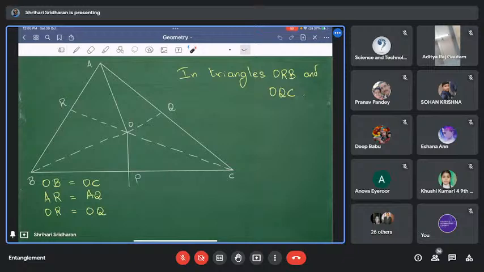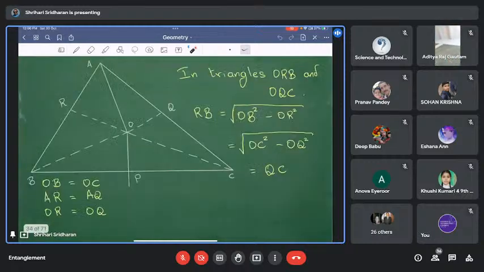ORB and my triangle OQC. These are the two triangles I want to consider now. In these two triangles, I'm going to make use of the Pythagoras theorem, because I know that these are perpendiculars drawn from O to the sides. So angle R is 90 degrees, angle Q is 90 degrees. So my RB can be written as the square root of OB squared minus OR squared, OB being the hypotenuse of the right angle triangle.